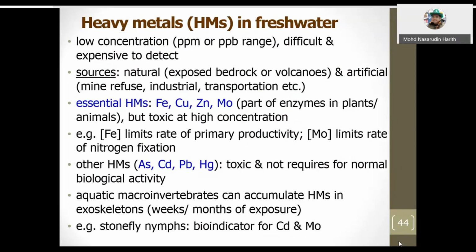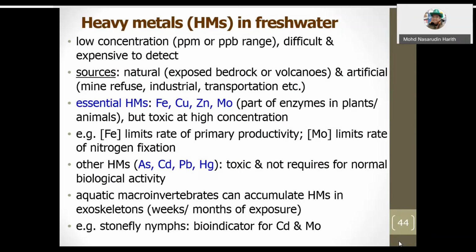Heavy metals in fresh water. Heavy metals are very low in concentration and very difficult and expensive to detect. Sources of heavy metals, it can be natural, for example, exposed bedrock of volcanoes, or artificial: mine refuse, industrial and transportation, etc.